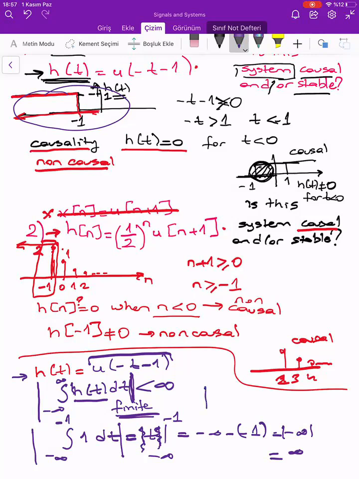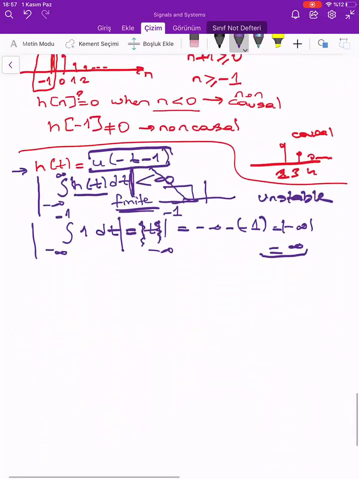We have done this in the previous video. If we take the integral of this, it will start increasing like this, right? So as we go to the minus part, it will go to infinity. So the input is bounded, but the output is unbounded. So my system is unstable. Okay, I hope you get this point. Let me move to the next question.